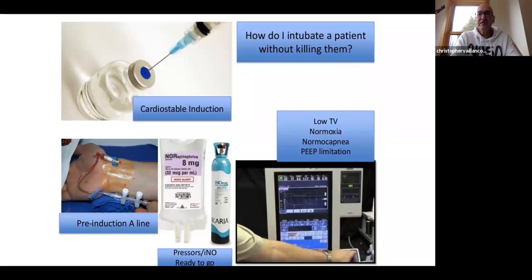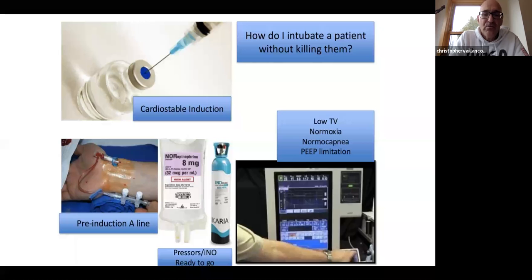If you do have to do it, again, I like this slide, how to intubate without killing them. You want to use a cardio-stable induction agent, probably ketamine. You want to avoid anything that's going to crump their blood pressure. When you do your ventilation settings, they should be low tidal volume. You just want the oxygen to be normal, CO2 normal, and you really, really want to avoid any pressure support.